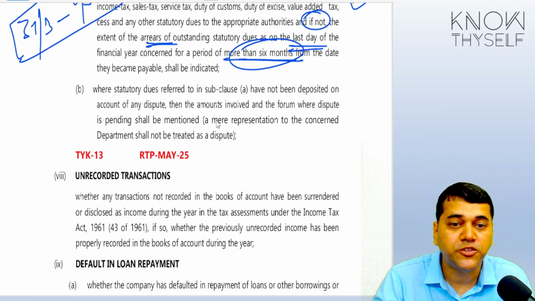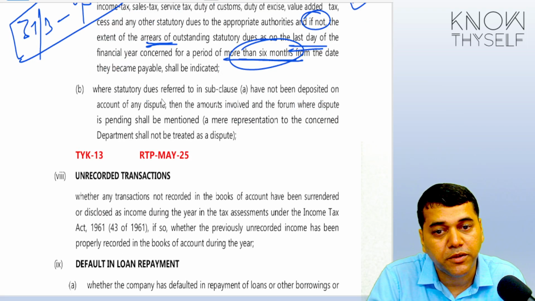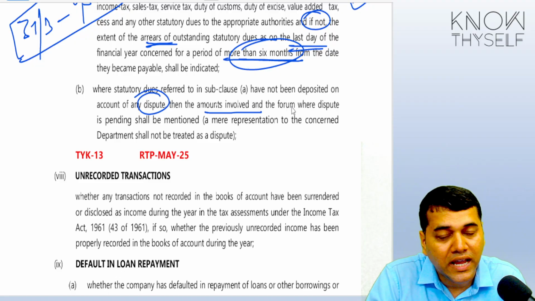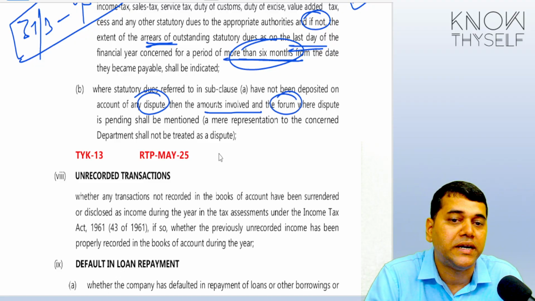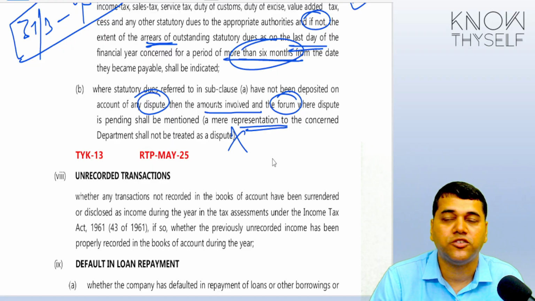Now, if it is disputed, where the statutory dues have not been deposited because of the dispute, you need to tell the amount involved and the forum where the dispute is pending right now. If you have simply made a representation, it is not considered as a dispute.